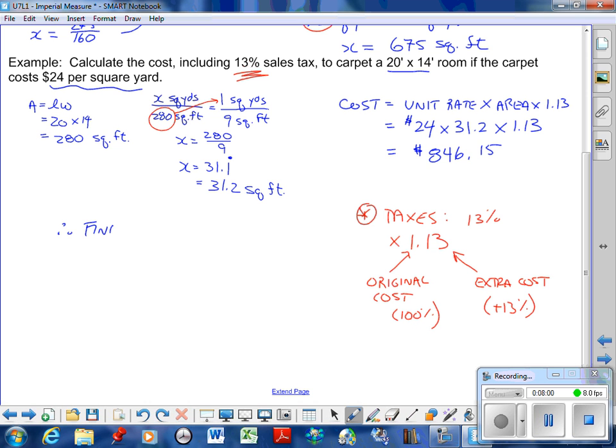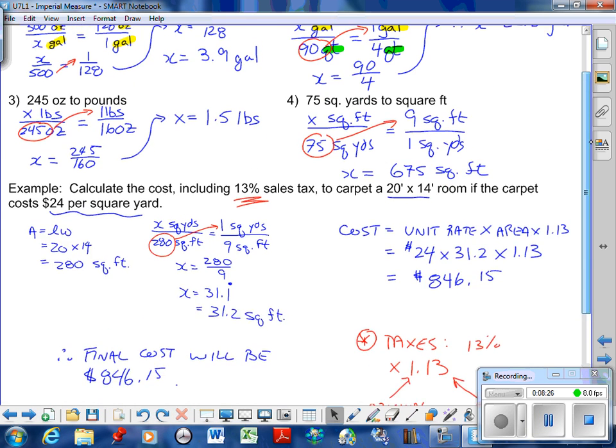Therefore, final cost will be $846.15. All right. So that gives you a feel for the word problems. You're going to have to do a conversion inside the word problems because they're going to give you the unit rate in a different form. So if it's talking about yards, they'll give it to you in feet or inches or something. So you just got to go through and practice the conversion process.